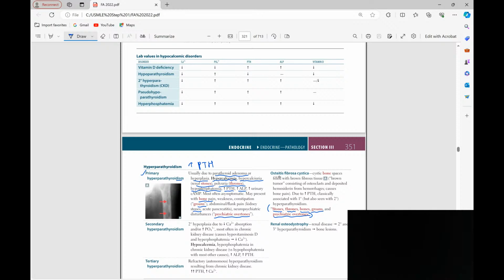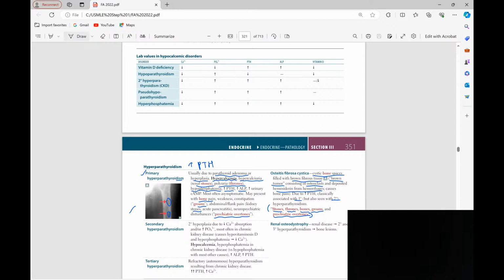We don't need this, but if we are studying for the India exam, then you need this picture, which shows these cystic bone spaces, osteitis fibrosa cystica. That means there are cystic bone spaces due to a brown fibrous tumor, also known as brown tumor, which has osteoclasts and deposited hemosiderin from hemorrhage, and this is usually seen in primary or secondary hyperparathyroidism.